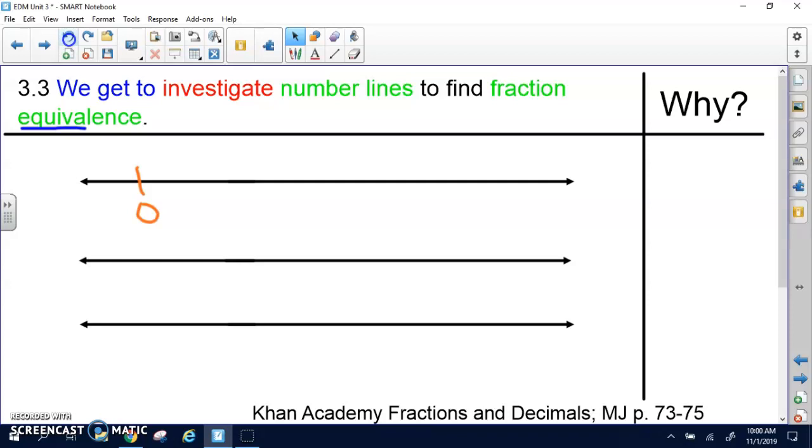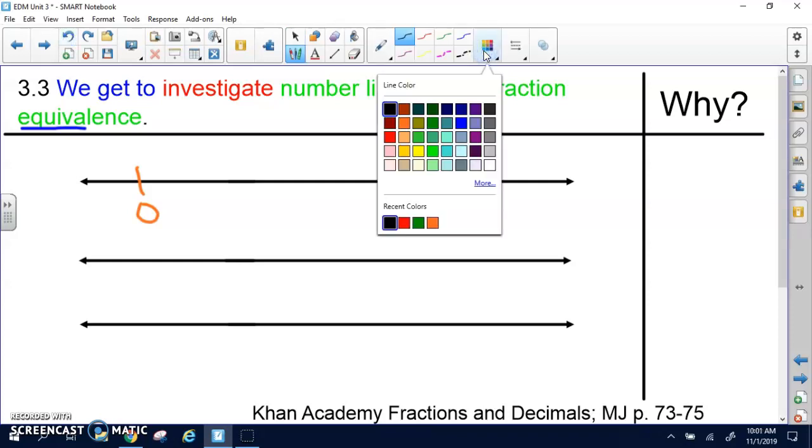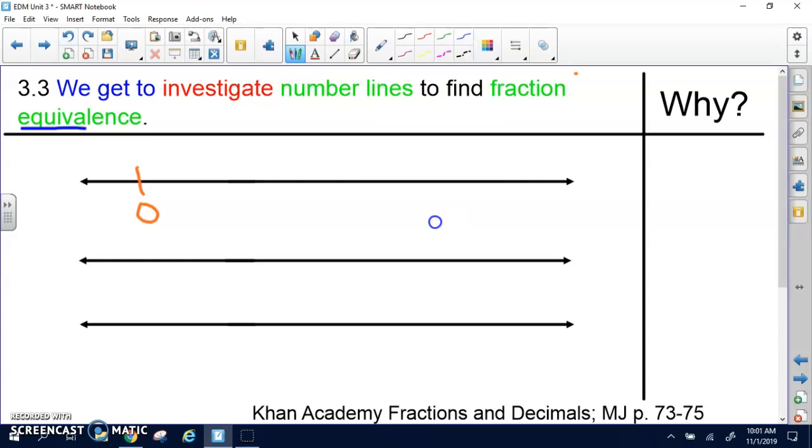We're going to look at it on a number line today. So, would you turn to page 73? Turn to page 73 now. Yeah, that's a great thought. Absolutely. Turn to page 73.